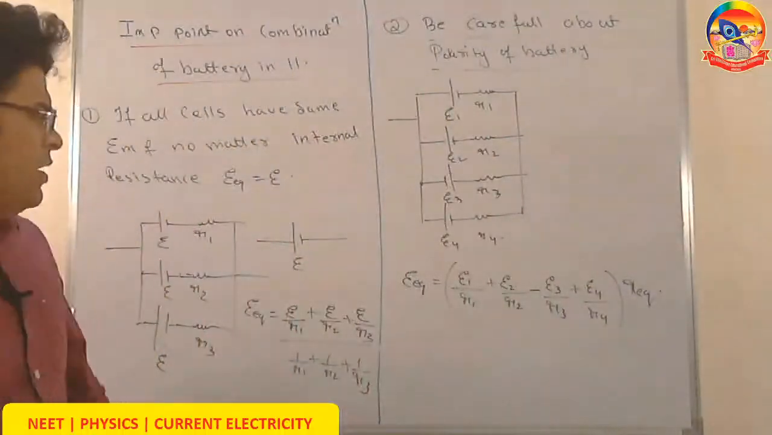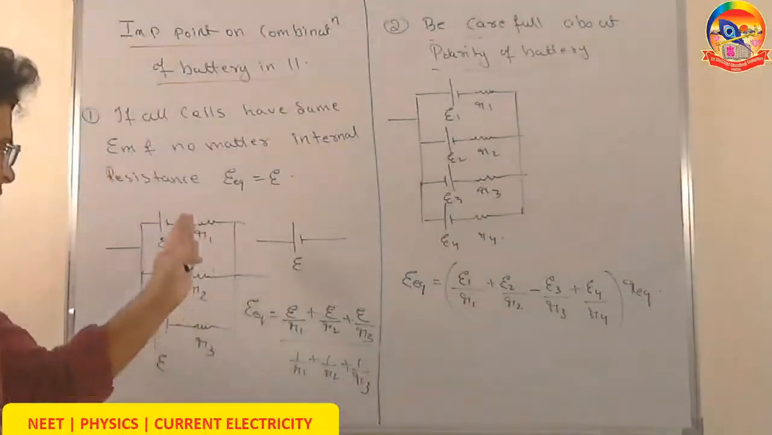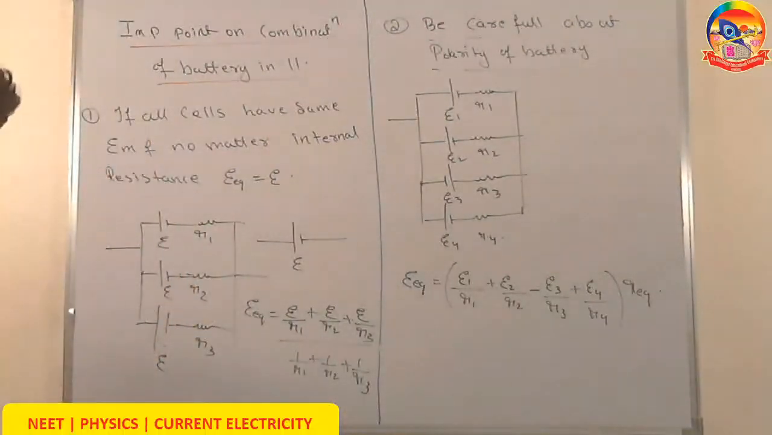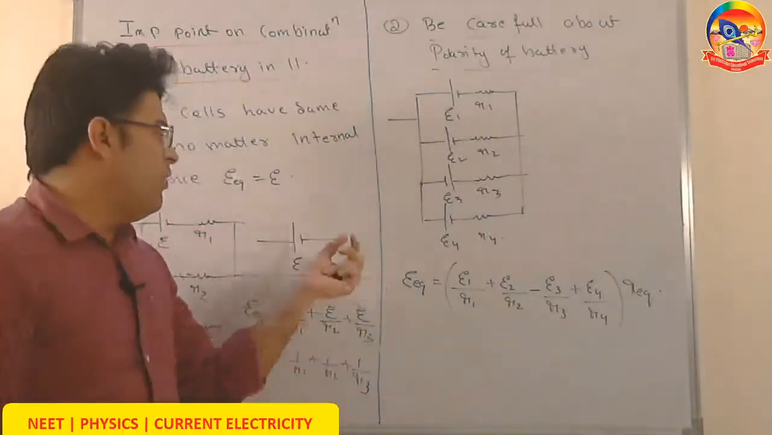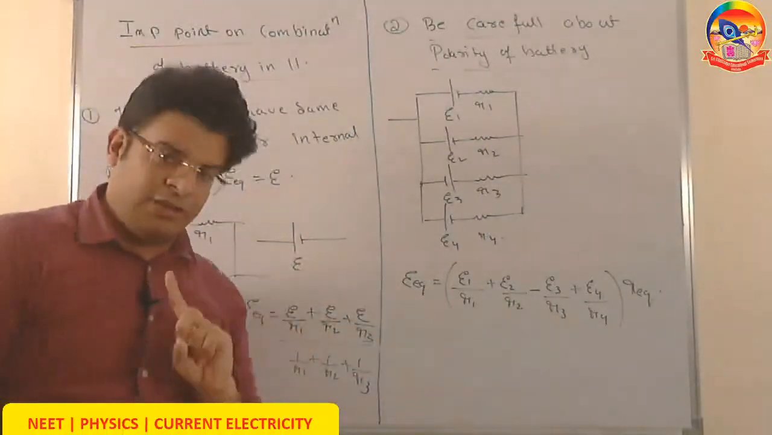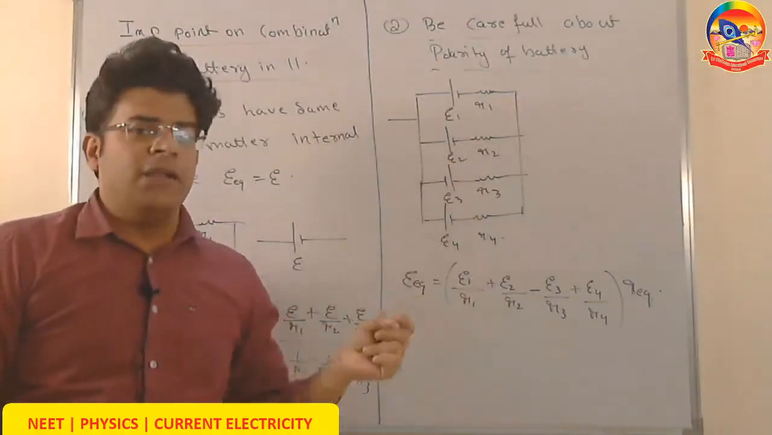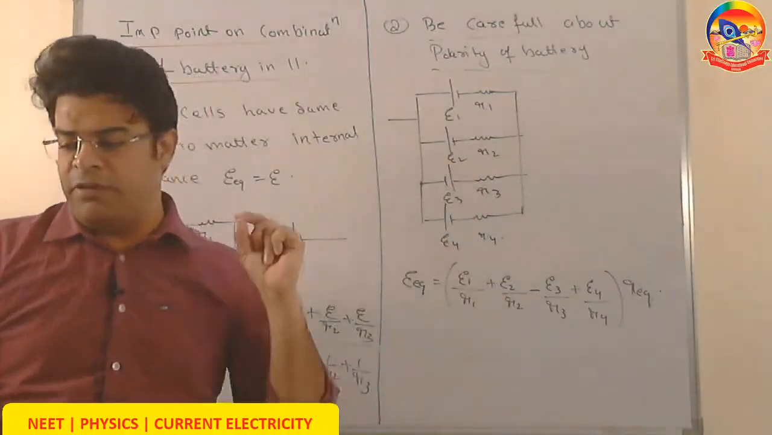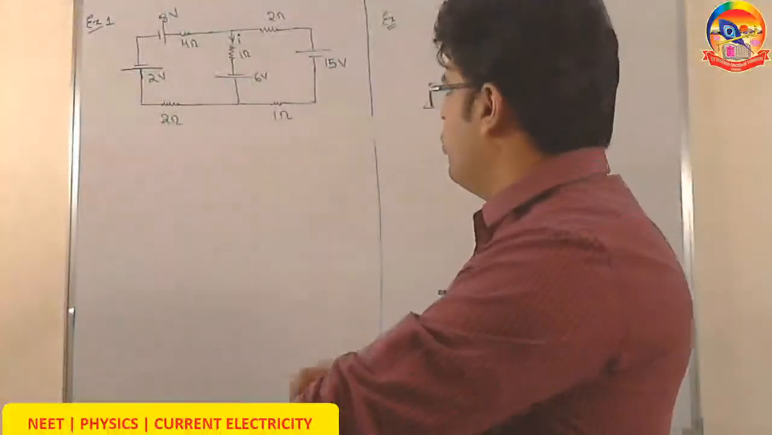So two things. First, if all the cells connected in parallel have the same EMF and are connected in the same sense, then the equivalent EMF also comes out to be E, irrespective of the value of internal resistance. Second thing, if you have got multiple cells connected in parallel, be cautious about the polarity of cells when you are finding the equivalent. So let us do two more questions using parallel combination of cells.